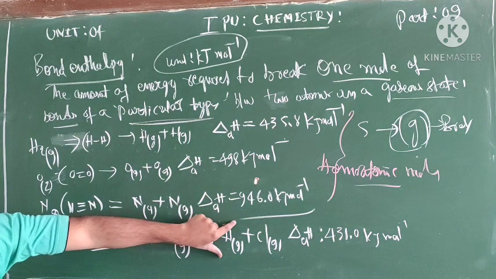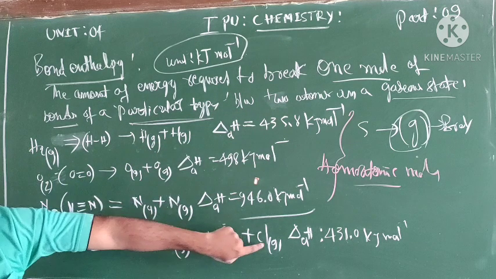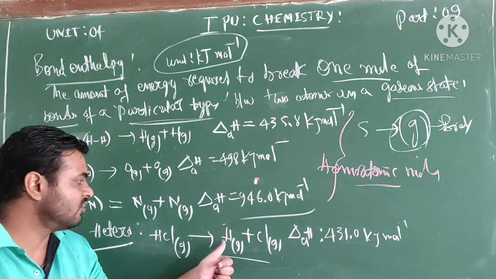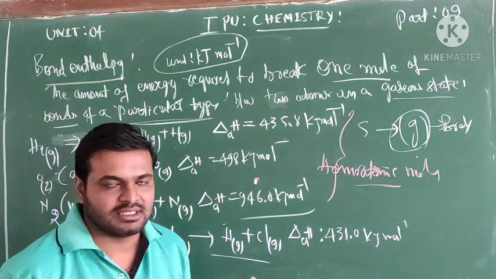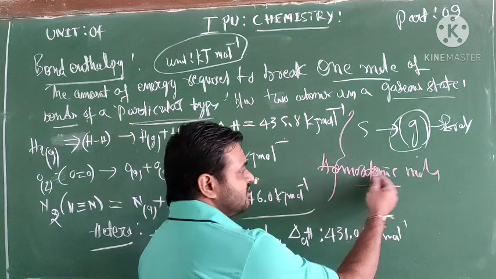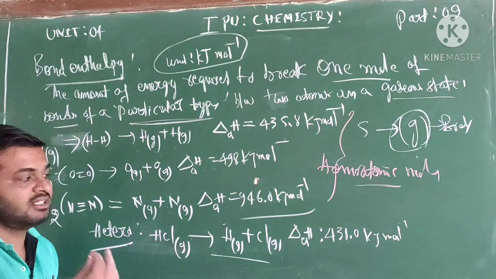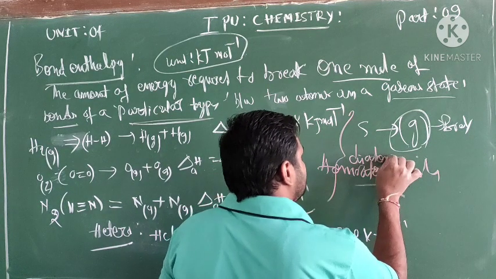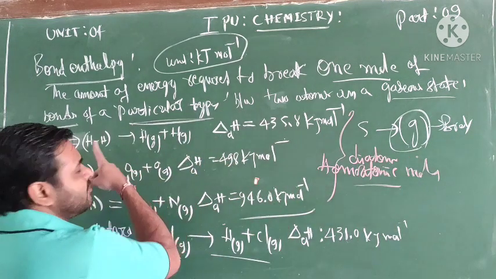This is a single bond between 2 atoms in a gaseous state. It will be given as 1 mole of hydrogen and 1 mole of Cl. Clear? But in the type of polyatomic molecules, this is homo, same, and hetero. Hetero, especially, we call it diatomic because 2 atoms are present.